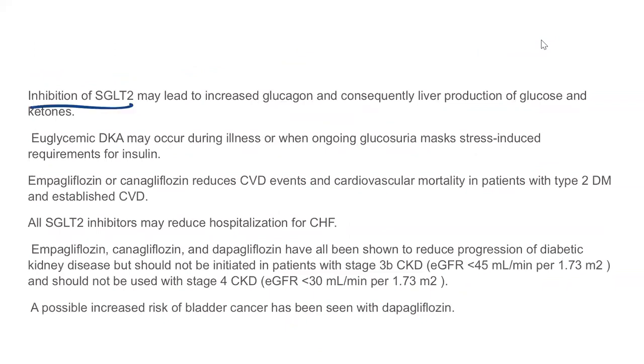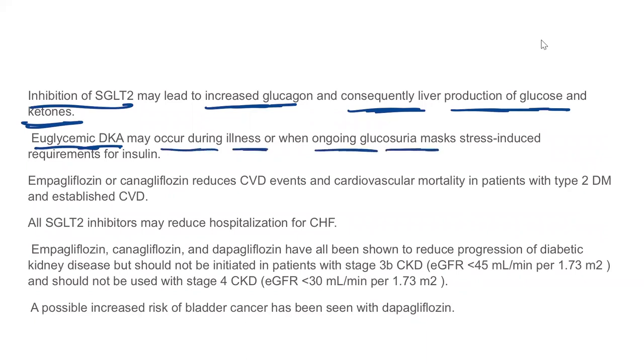Now, inhibition of SGLT2 may lead to increased glucagon and consequently liver production of glucose and ketones. So, since they promote ketone production, euglycemic ketoacidosis may occur during illness or when ongoing glycosuria masks stress-induced requirement for insulin. So basically, they increase the chance of euglycemic ketoacidosis.